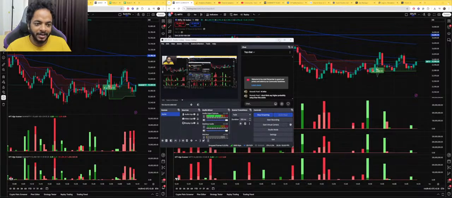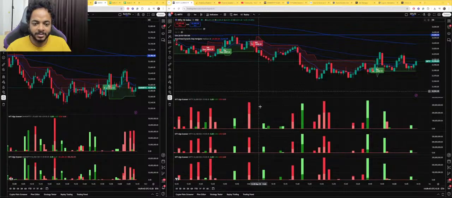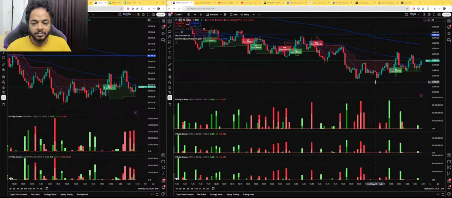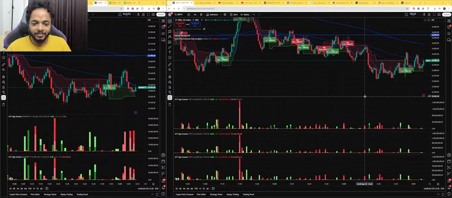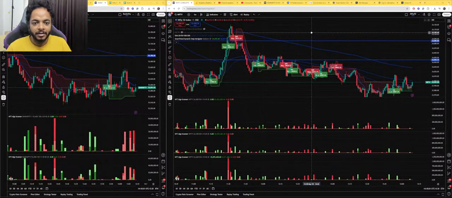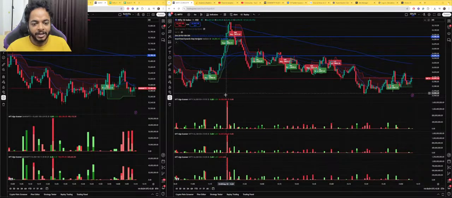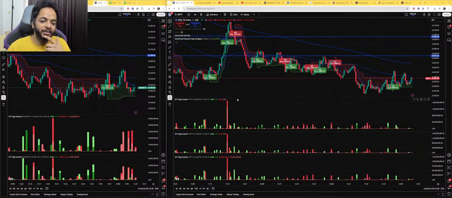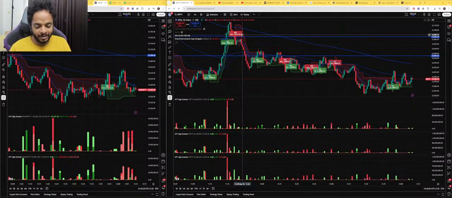Because still some human intervention is there. We can see put writing, and then we have to see the charts and think whether we should take the position or not. But this one can be automated easily. Like if huge call writing came, we can set a threshold: if more than 50 crore of call writing happens and we get a sell signal on the smart trend, it will automatically sell.